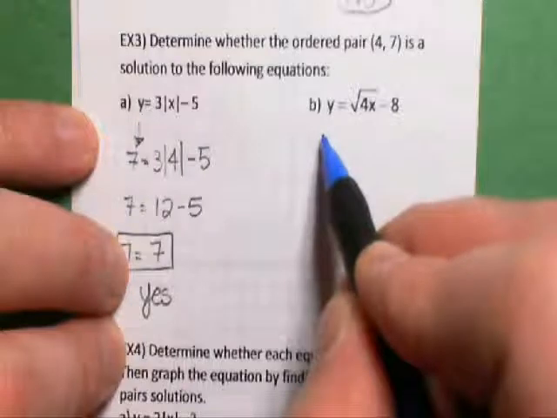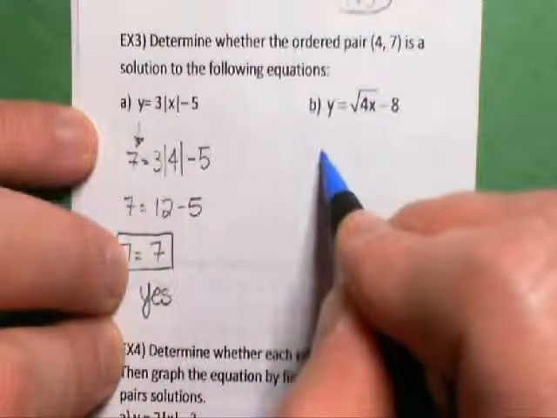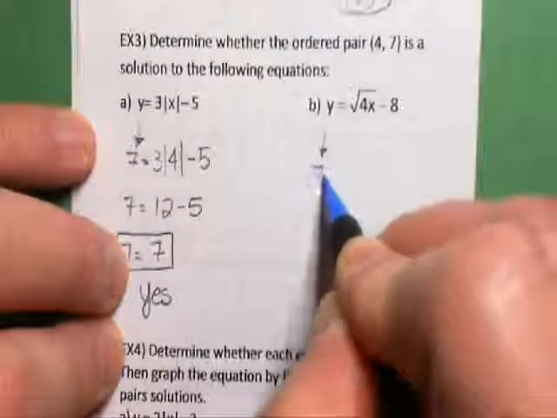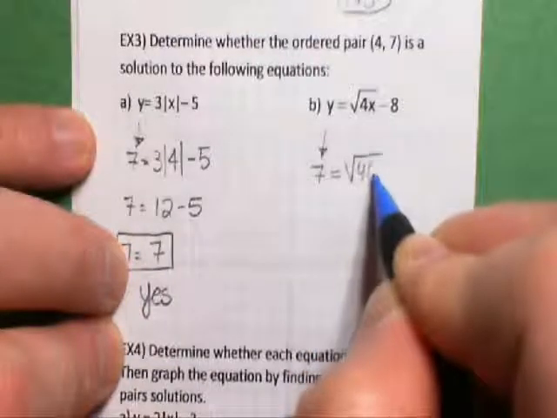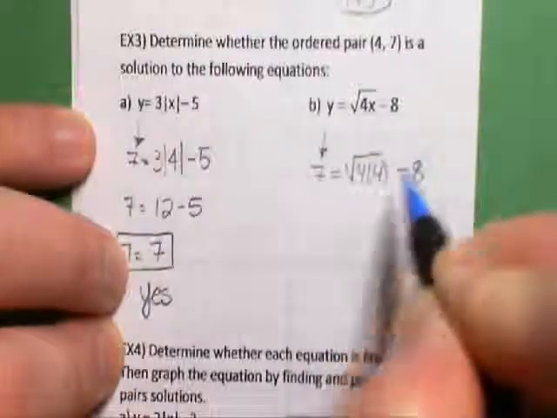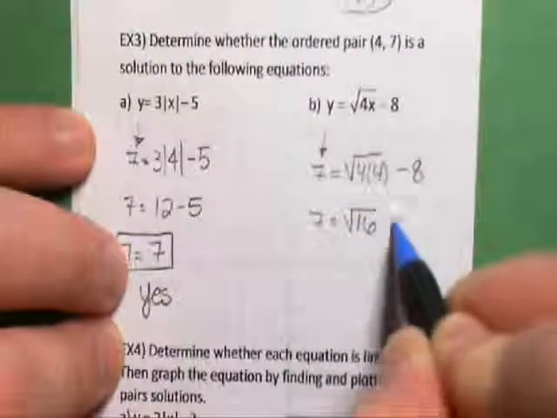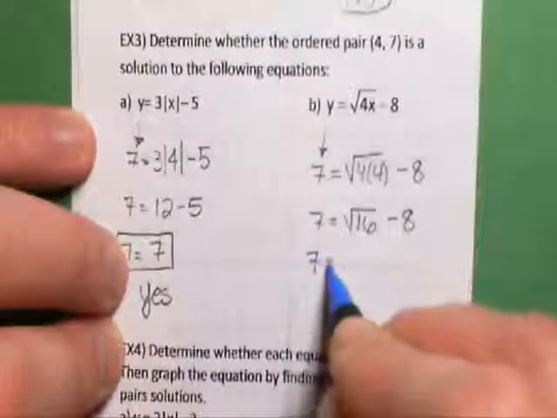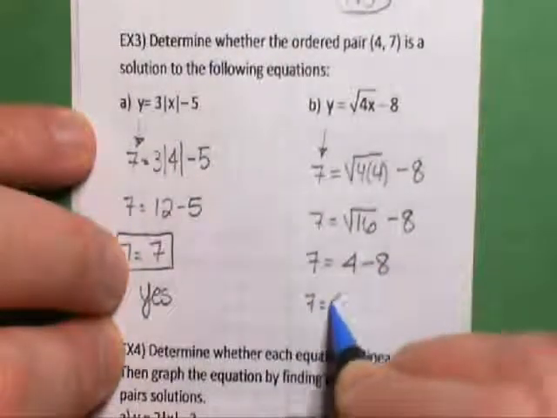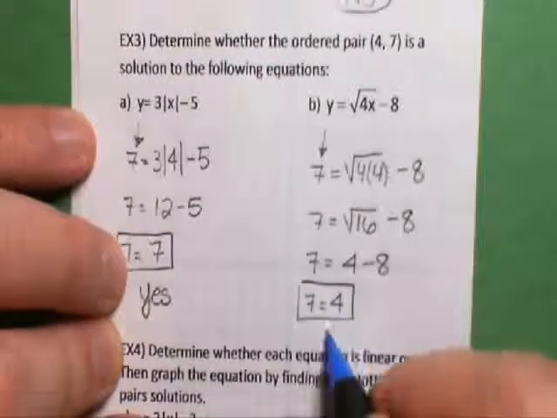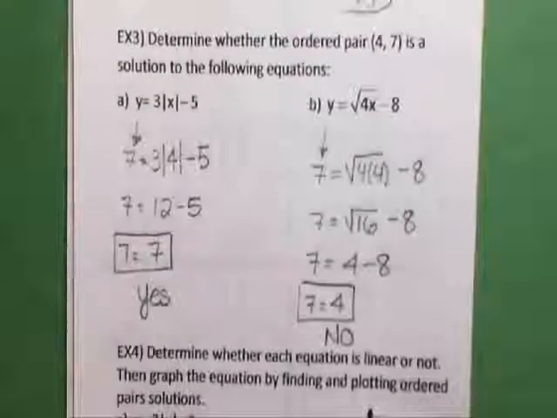The next one says y equals square root of 4x minus 8. So let's go ahead and do that. So this would be substitute the values of y, which is 7, equals the square root of 4 times the value for x, which is 4, minus 8. Now we're going to have 7 equals, this 4 times 4 is 16, so square root of 16 minus 8. And then what is the square root of 16? It is 4. 4 minus 8. And then this would be 7 equals 4 minus 8, which is negative 4. Now this is not true, so then we say the answer is no. That point is not on the line. Okay? Alright.